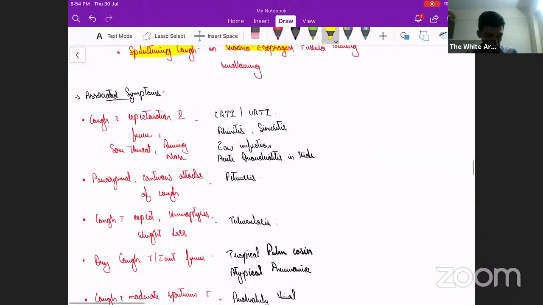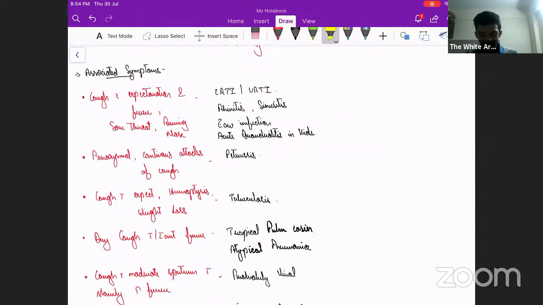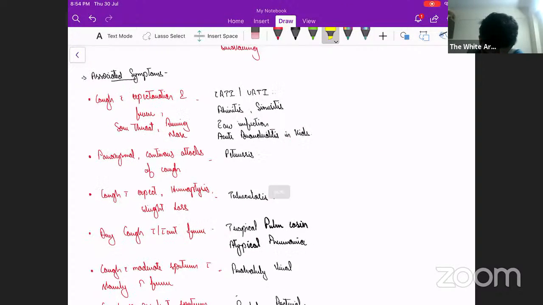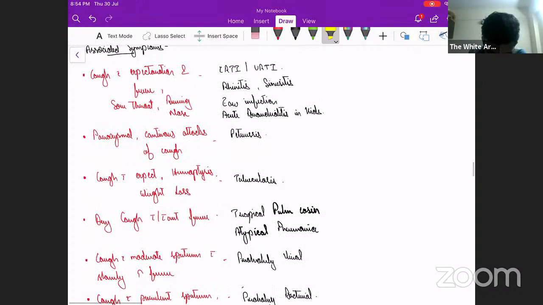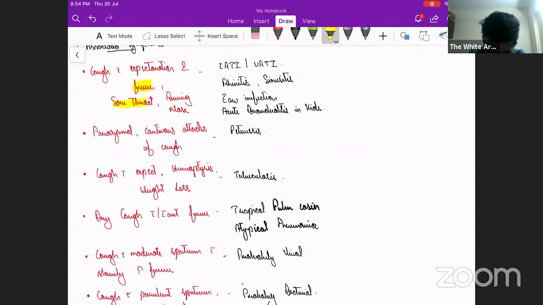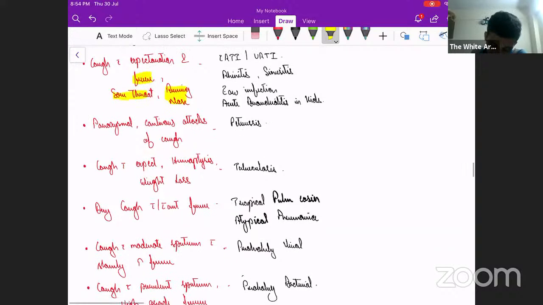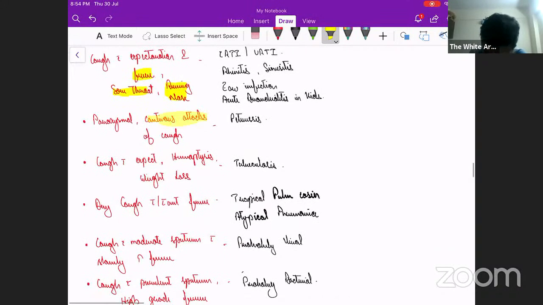Next, what you'll comment on? Associated symptoms. So associated symptoms is nothing but based on etiology. If it is any acute infection, cough with expectoration, fever, sore throat, running nose, all these things, you'll have an infectious cause. So local infection along with ear infection and sinus infection, rhinitis, all these things. Next is paroxysmal continuous attacks of cough. This is common in pertussis.